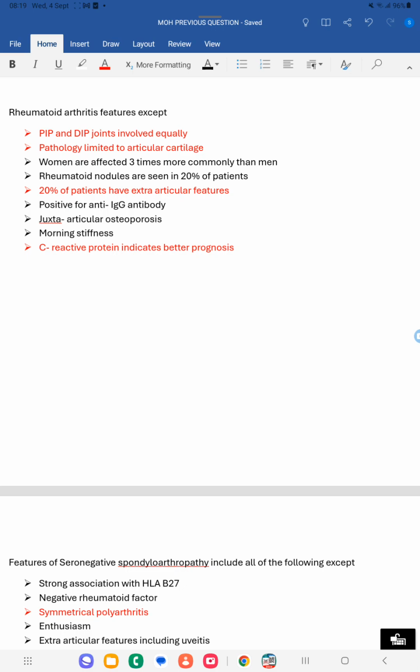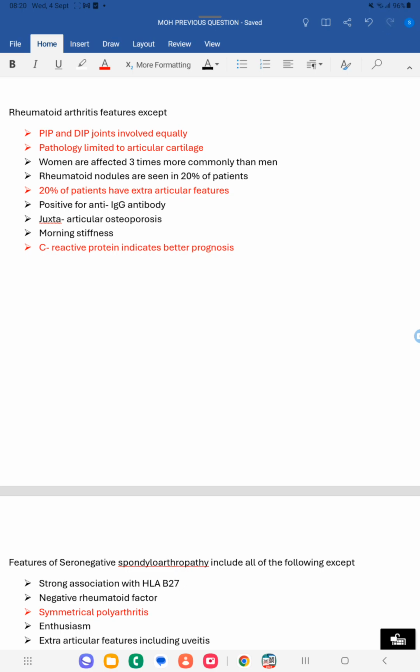Then women are more commonly affected than men, that is true. Then rheumatoid nodules are seen in 20% of the patients, that is also true. And 20% of the patients have extra articular features, that is false. So that is also not a feature of rheumatoid arthritis. Then positive for anti-IgG antibody. Then juxta articular osteoporosis you can see. Then morning stiffness will be there. C-reactive protein indicates better prognosis, that is also not a feature of rheumatoid arthritis.